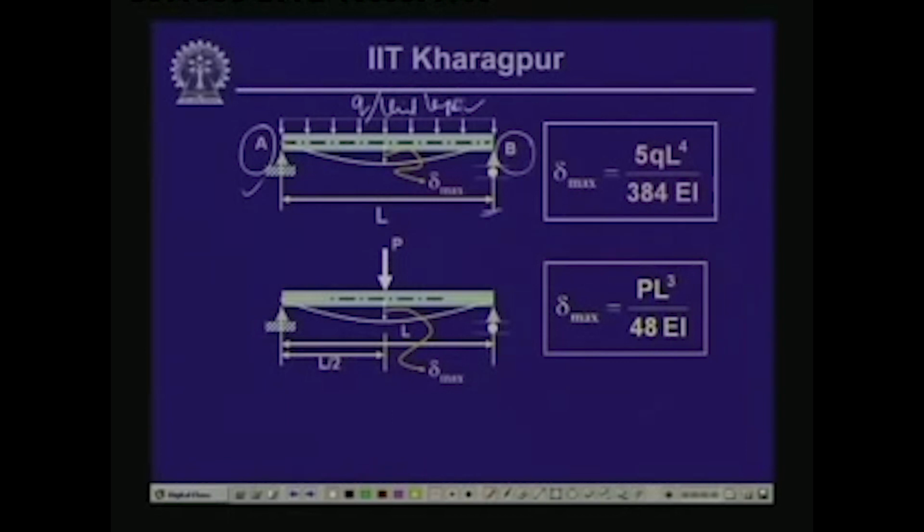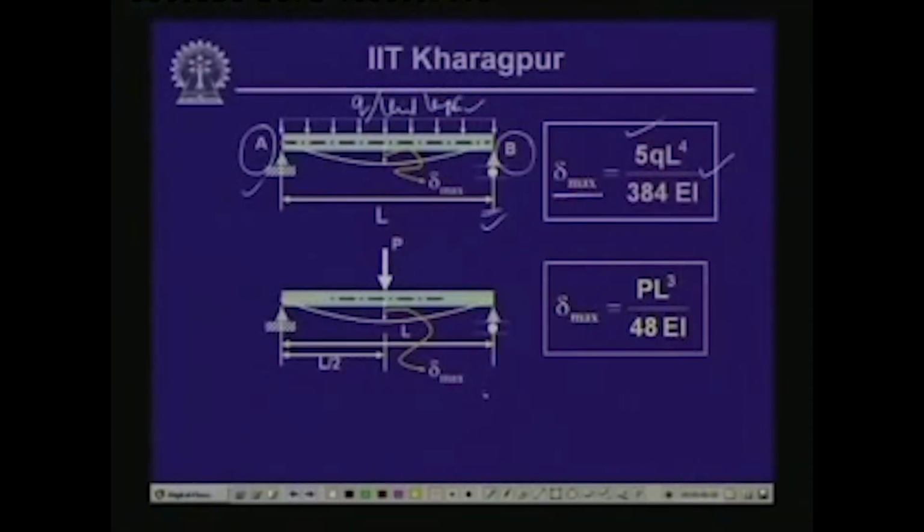For this kind of loading on a simply supported beam, the value of the maximum deflection delta is 5qL^4 by 384EI. We can evaluate this either using the differential equation for the beam deflection, or we can make use of the moment area theorem to compute this deflection, which we have seen in the previous module.